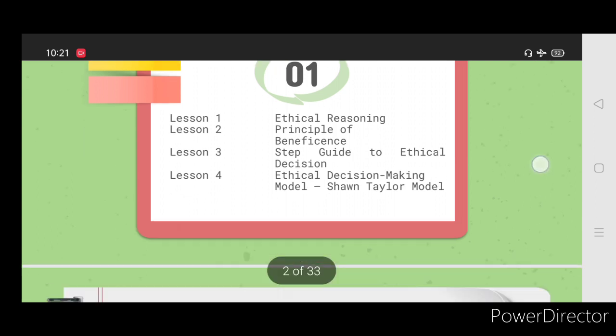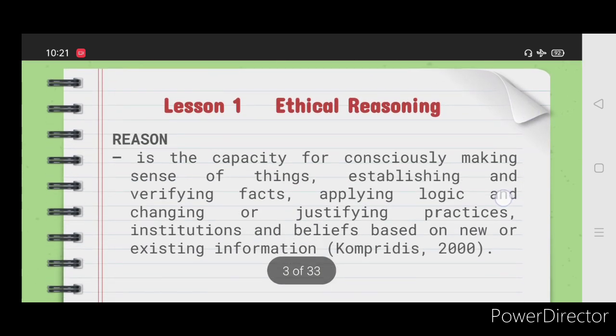Okay? So first, let's go to lesson 1, which is ethical reasoning. When we say reason, it's the capacity for consciously making sense of things, establishing and verifying facts, applying logic, and changing or justifying practices, institutions, and beliefs based on new or existing information. Reason is very common around the world. Even you use reasons.